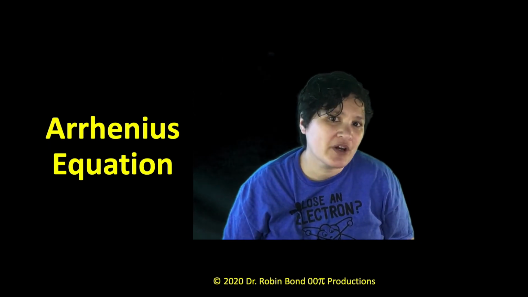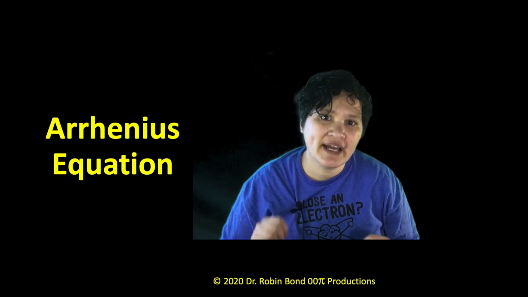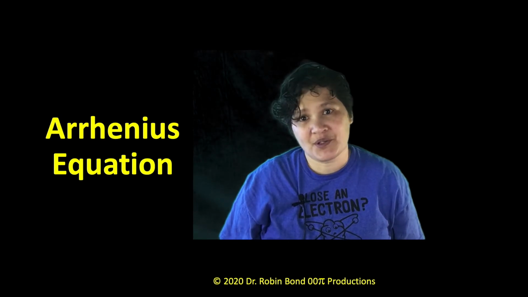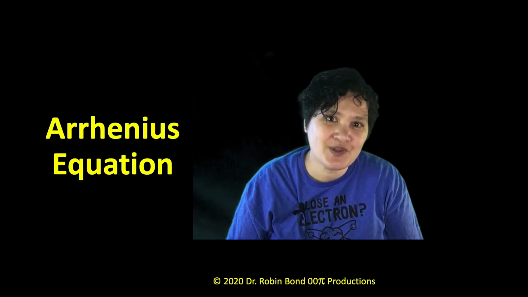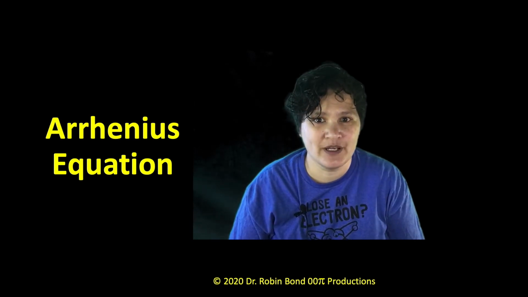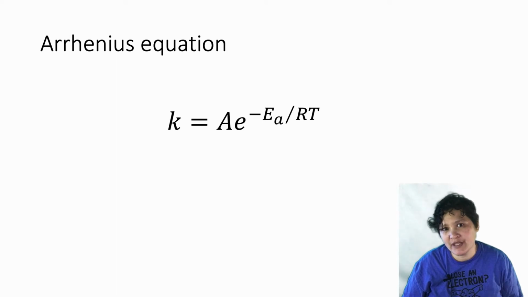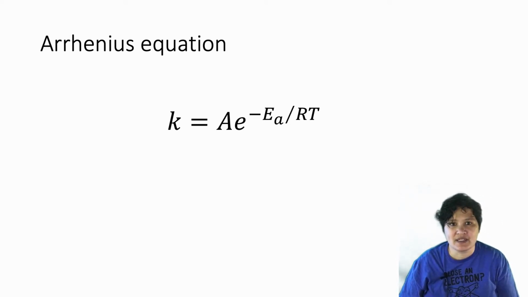So the question we want to address today is, is there a way we can quantify how temperature affects the rate of reaction? Now, of course, since I'm asking that question, the answer is yes. And the equation we use to do that is the Arrhenius equation. Now, this is one form of the Arrhenius equation, what we call the exponential form. Let's look at what each of these variables represents.